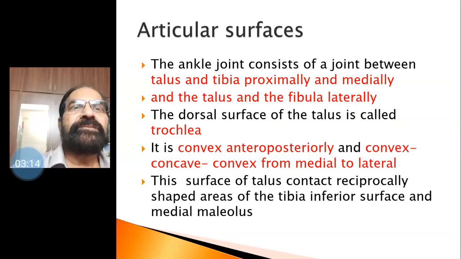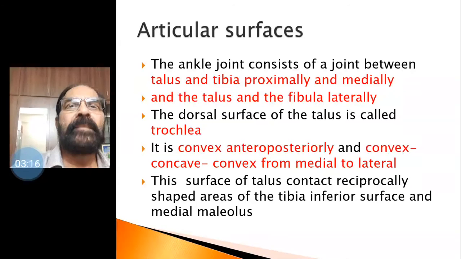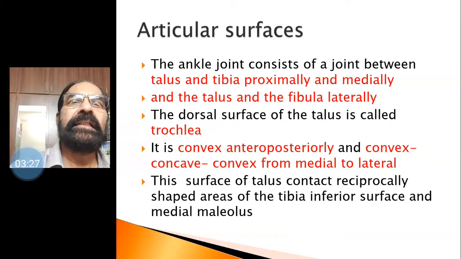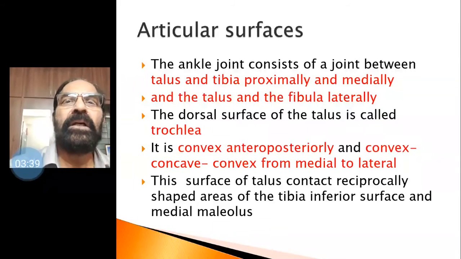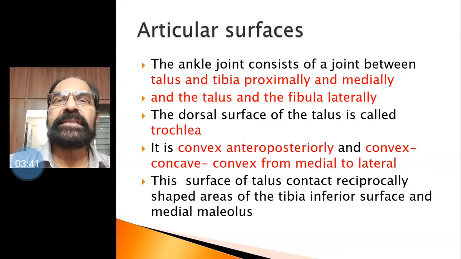The dorsal surface of the talus is called the trochlea. It consists of a convex surface anteroposteriorly, and convex, then concave and convex surface from medial to lateral. This surface of the talus contacts reciprocally shaped areas of the tibia, inferior surface, and also the medial malleolus.